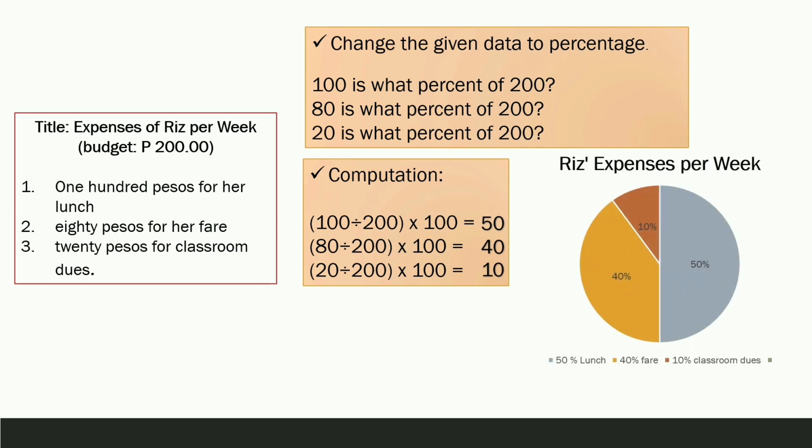Here it is. The title is Riz Expenses per Week. Riz spent 50% of her allowance for her lunch, 40% of her allowance for her fare, and 10% of her allowance for classroom dues. Do you understand?